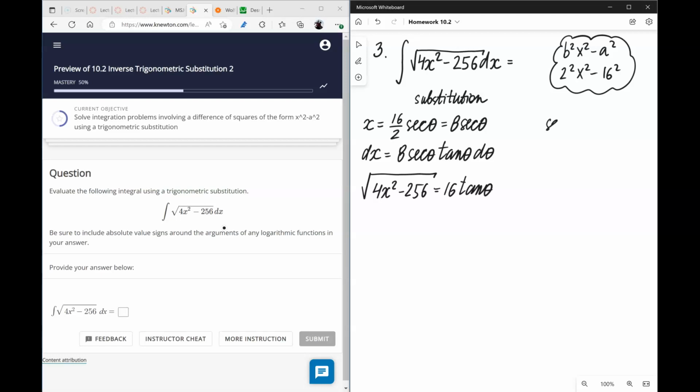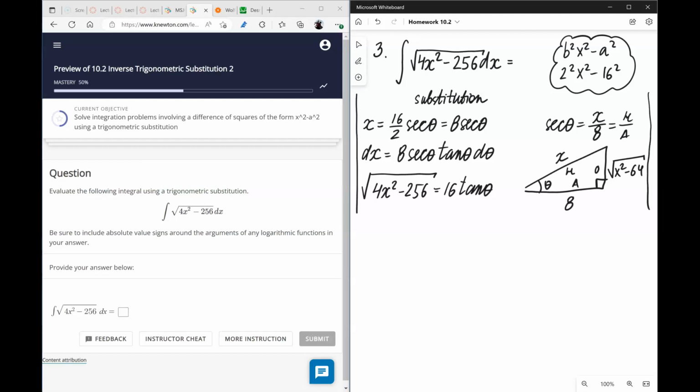and secant theta will be x over 8, or hypotenuse over adjacent, so the following reference triangle may be necessary to have. And now we have everything. And let's plug everything in. So the original integral now becomes this.